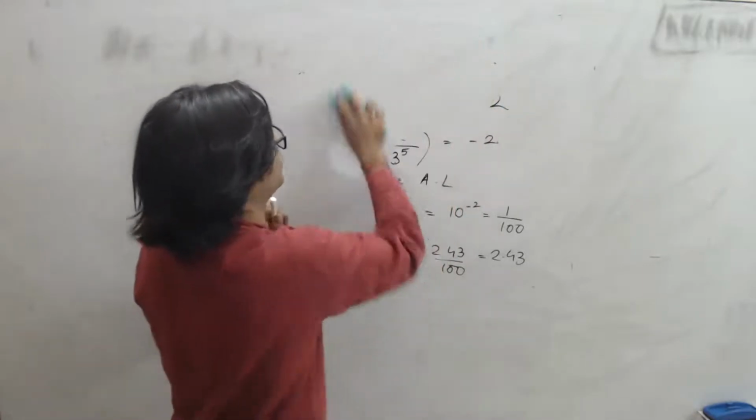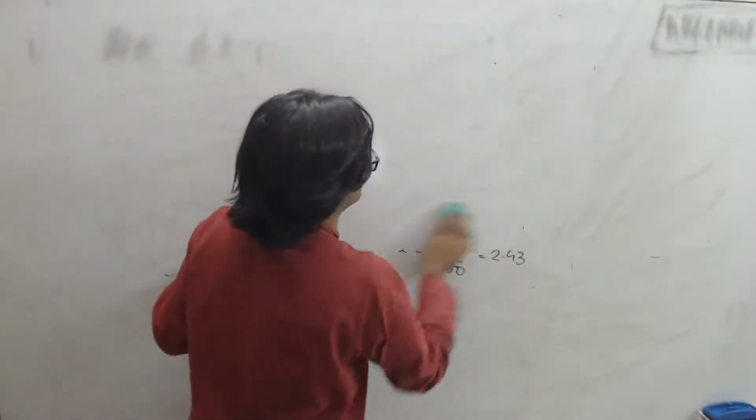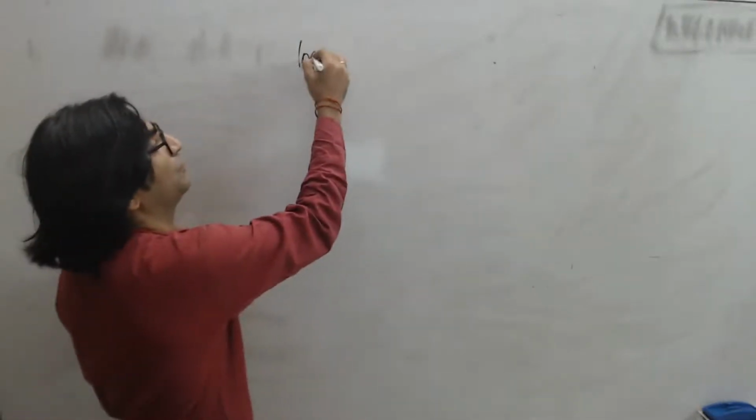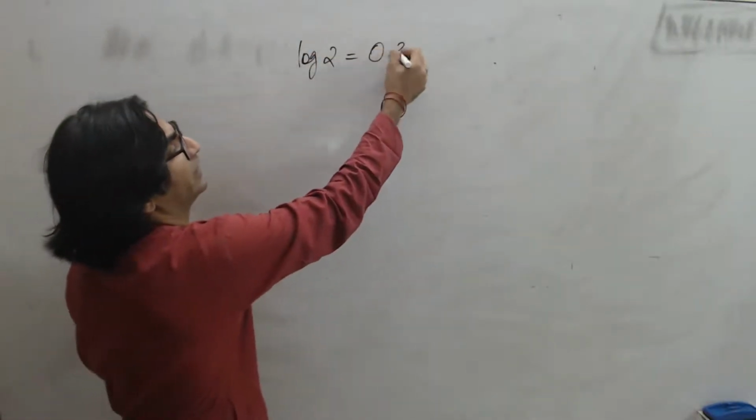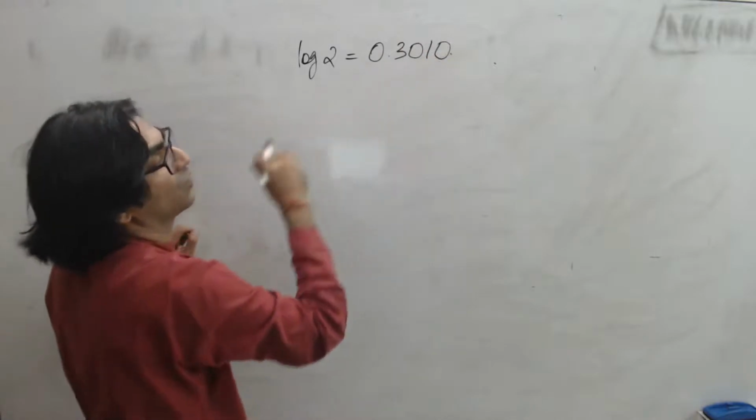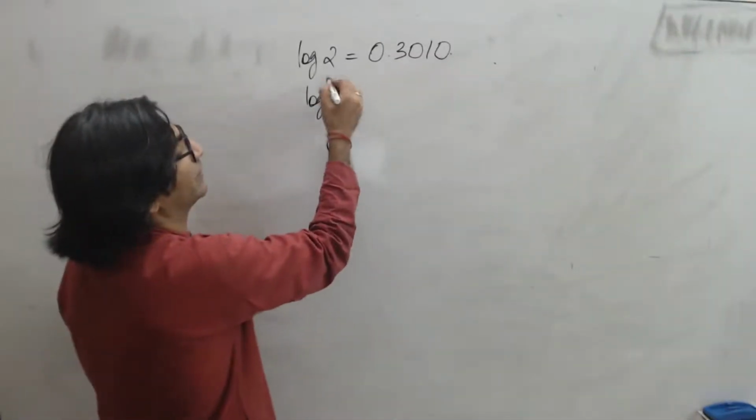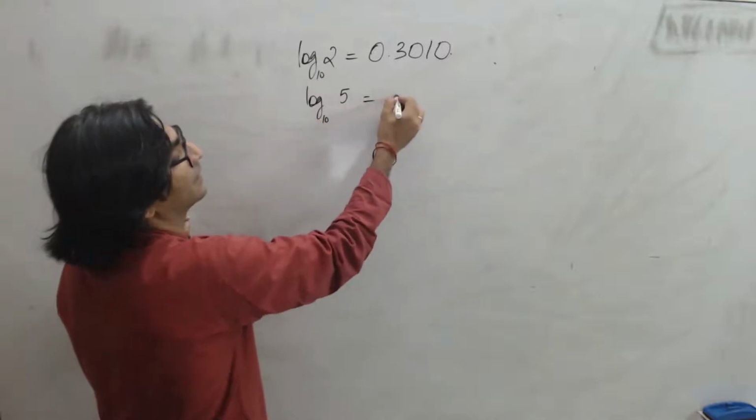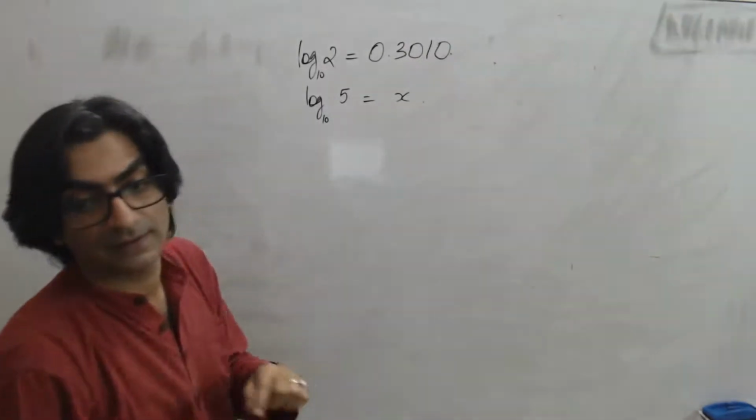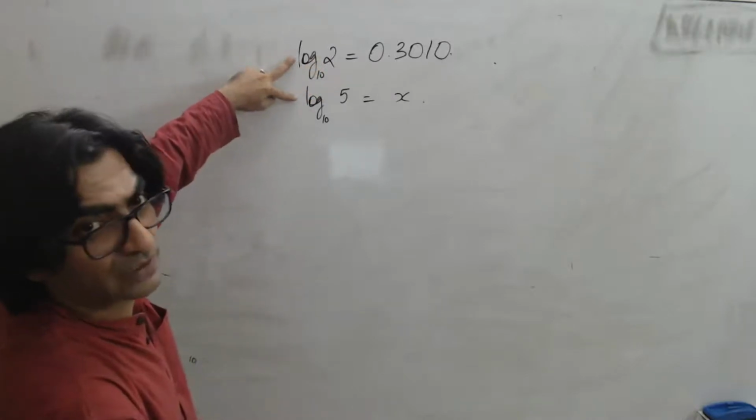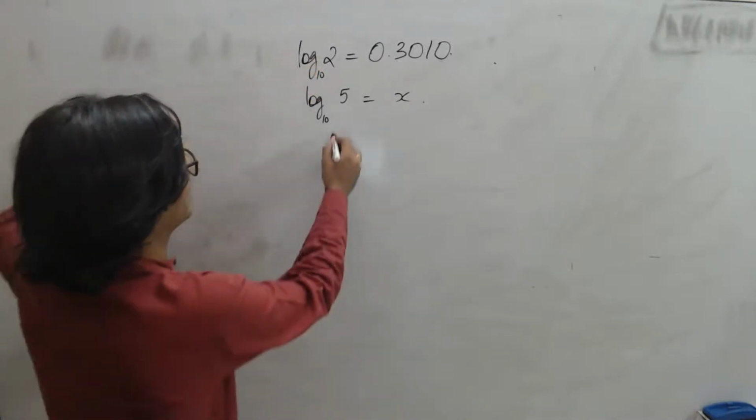Okay, at least some of you remember how we dealt with this in class. Right, so if log of 2 is 0.3010, how do I calculate log of 5? Both of them are in base 10. Let's say this is x. Clearly what I want to do is use these two in conjunction. So what I do is add.